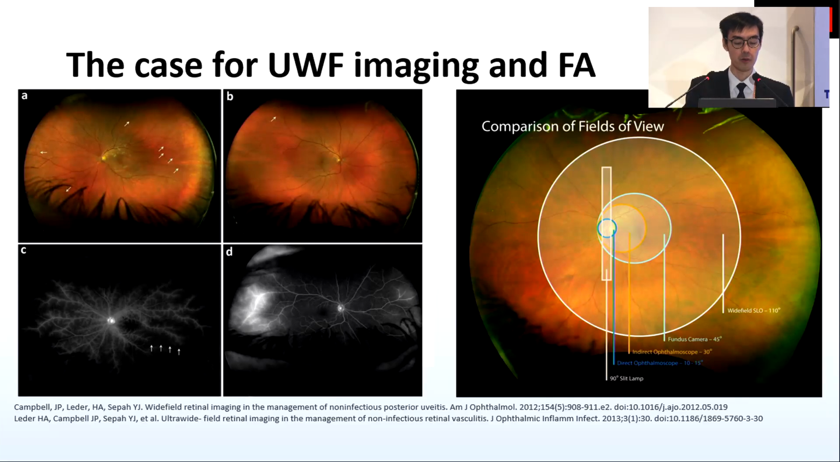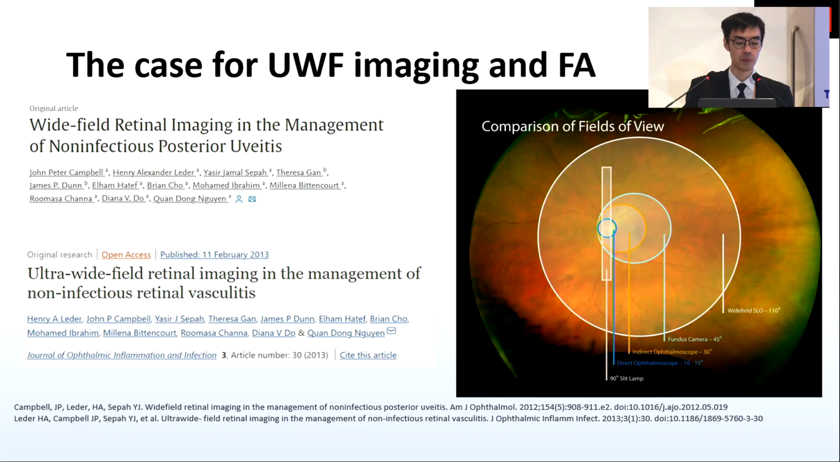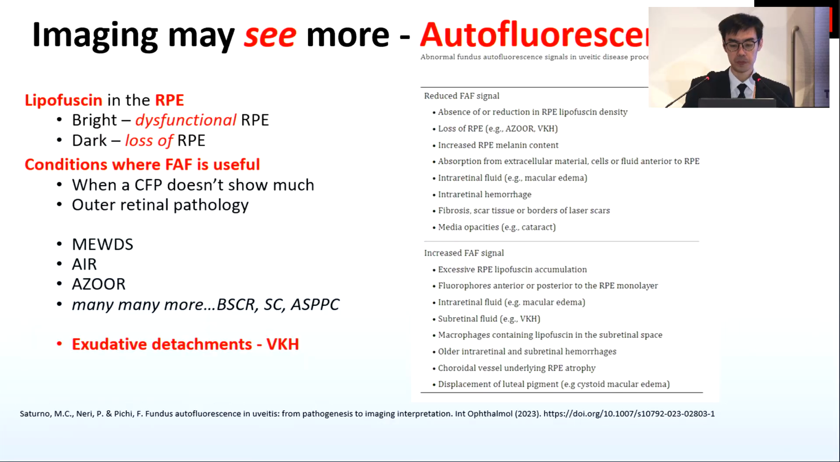On your left, you see relatively normal fundus photographs, but the angiogram shows highly active posterior uveitis. This is a situation we all face. These 2 studies show that with the addition of wide field color fundus photography as well as angiograms, up to 3 times or 5 times the number of patients have their disease assessment changed and management subsequently changed. So my take is that if wide field imaging is accessible to you, do consider using it.